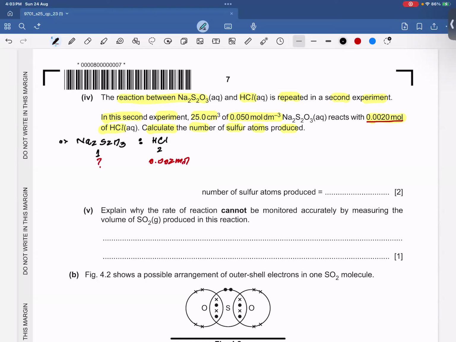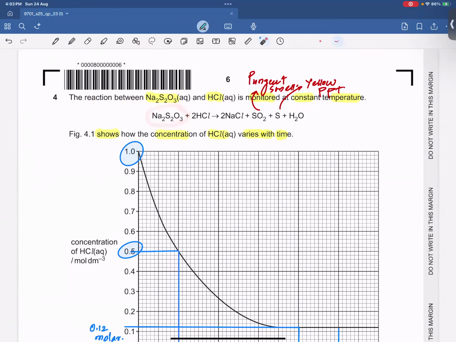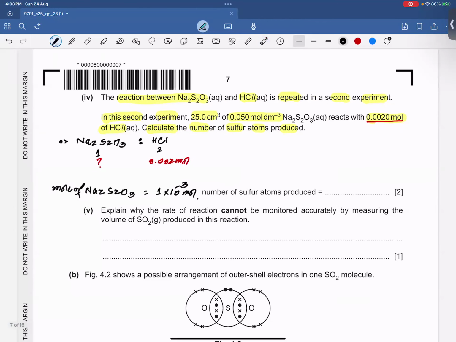So obviously, moles of sodium thiosulfate is going to be half of it, which is 1 times 10 to the power minus 3. Okay. According to the equation, sodium thiosulfate and sulfur has 1:1 ratio. Not HCl, sulfur. So if you have calculated 1 into 10 to the power minus 3 moles, obviously moles of sulfur will remain same. That is 1 into 10 to the power minus 3.